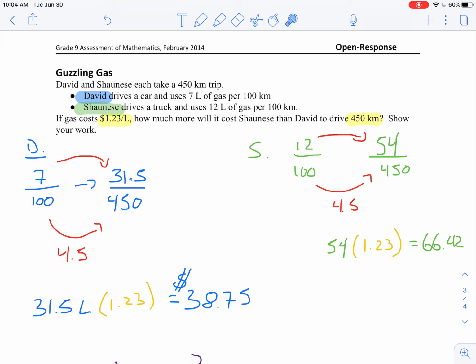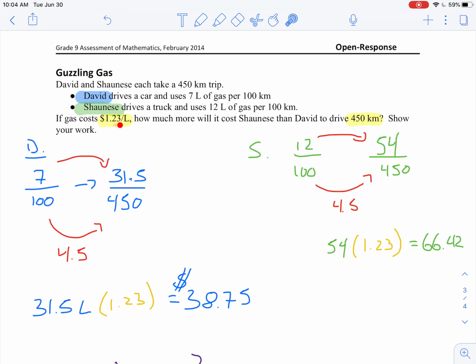So for David, we have a rate of 7 over 100, so 7 liters per 100 kilometers. Well, we're going 450, right? So how do I get 100 to turn into 450? I multiply it by 4.5, and I do the same at the top here. So 7 multiplied by 4.5, I get 31.5. Okay, so that's how many liters it's going to take David to drive.